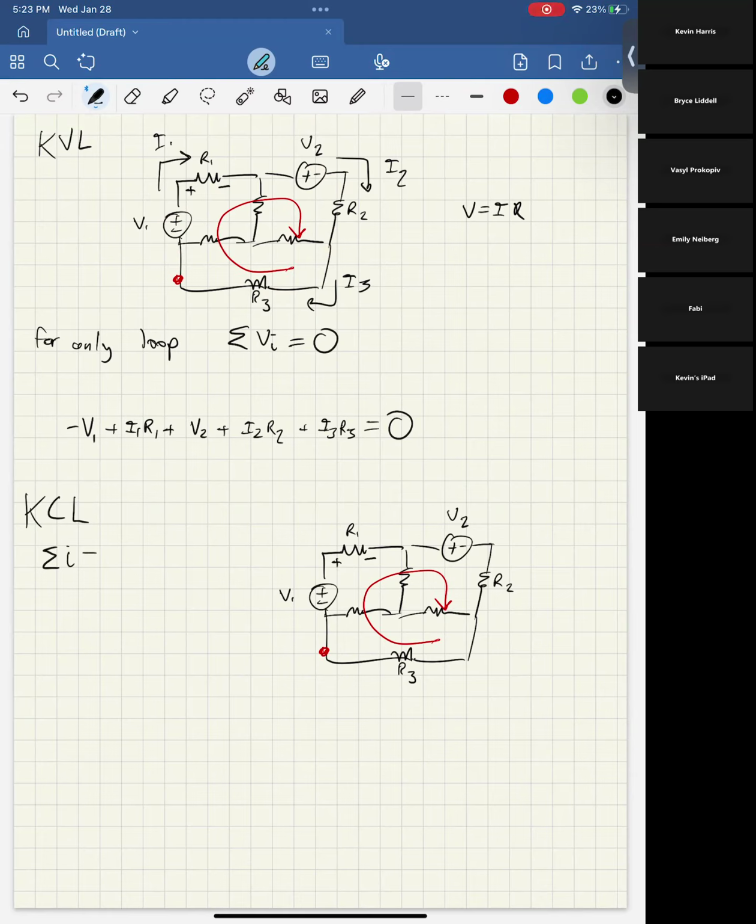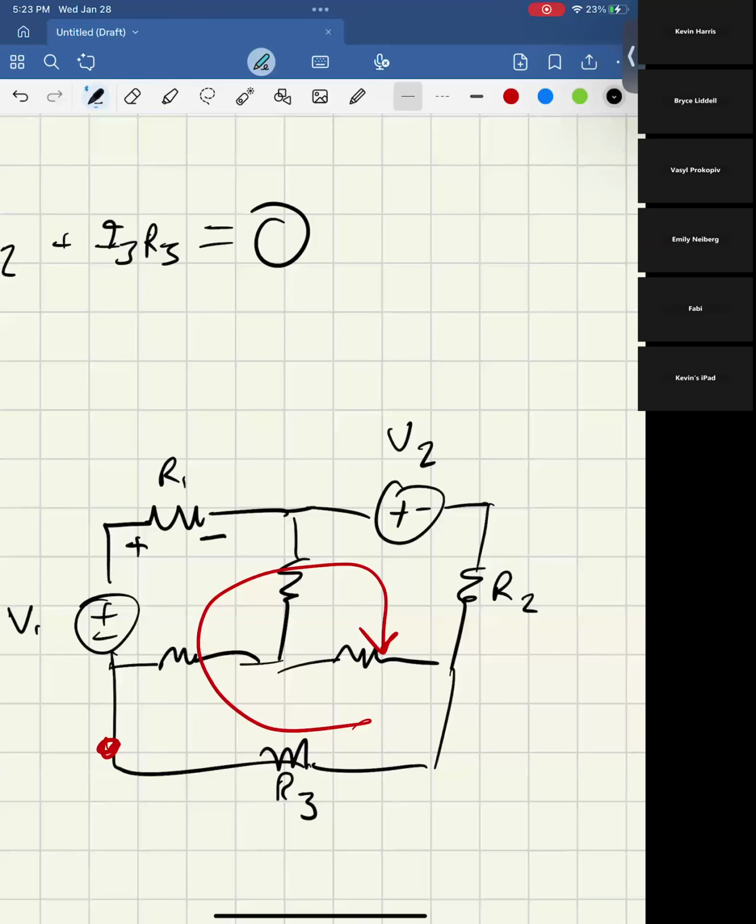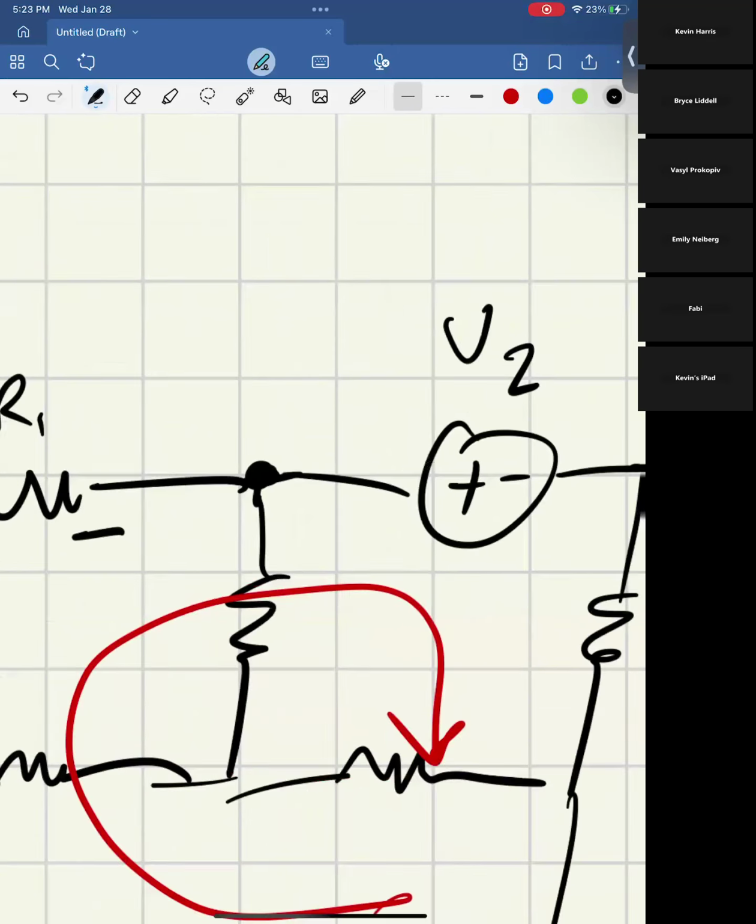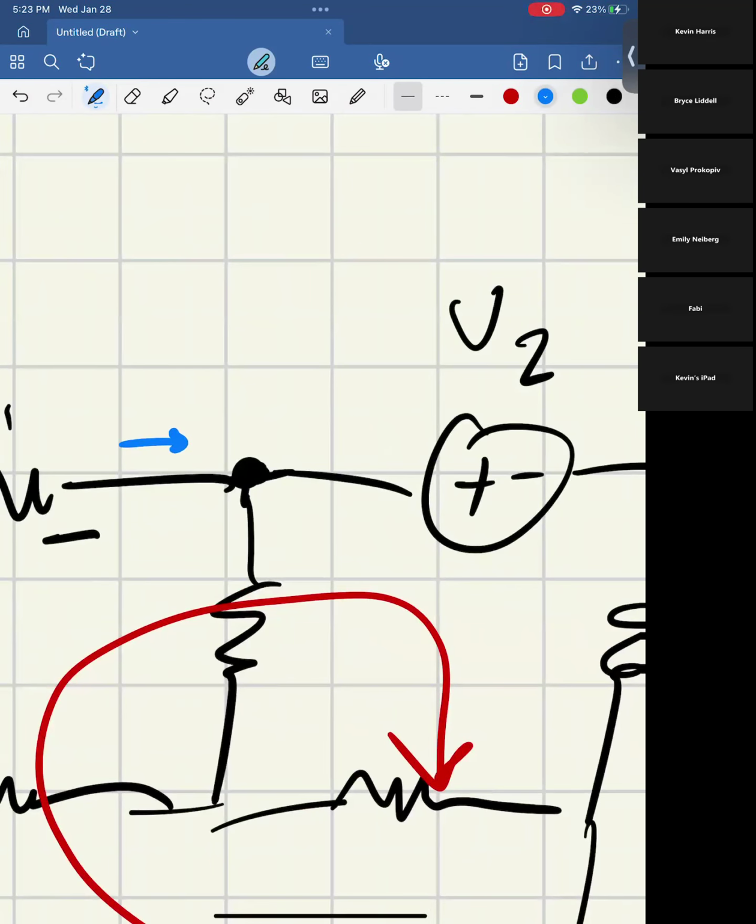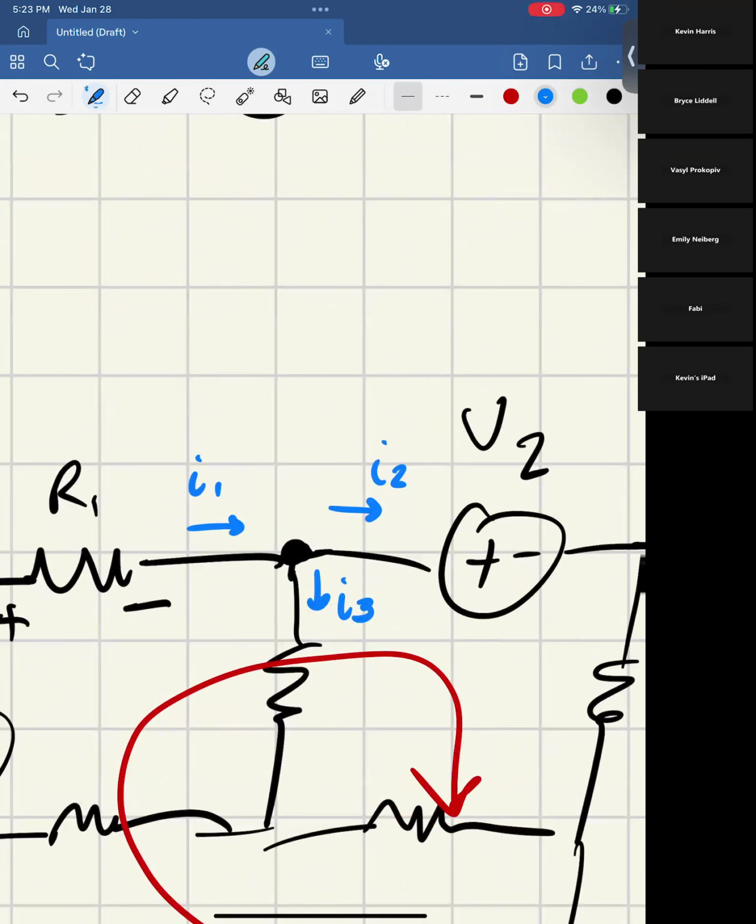Sum of currents is equal to 0. What that is saying is, for example, let's look at this node. Let's say we label this I1, this I2, and this I3. At any point in this class, you can just label things, and as long as you keep your equations correct, you can name stuff whatever you want. But for this case, I'm just making an example.